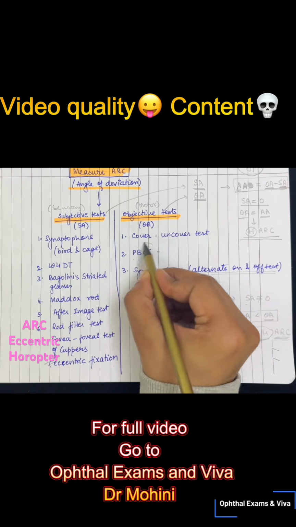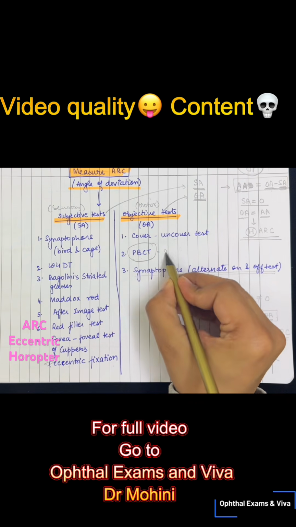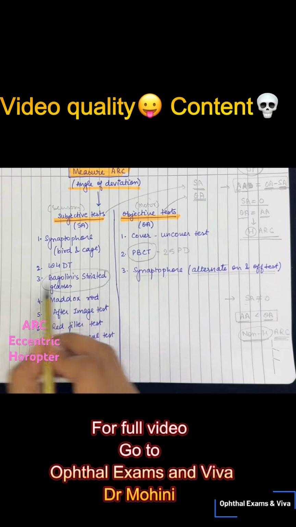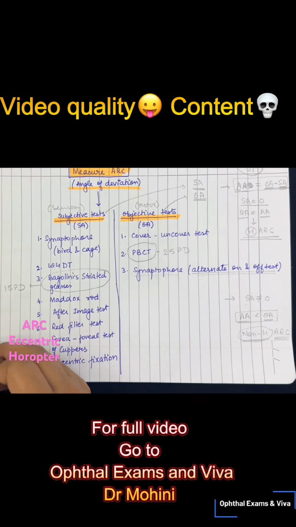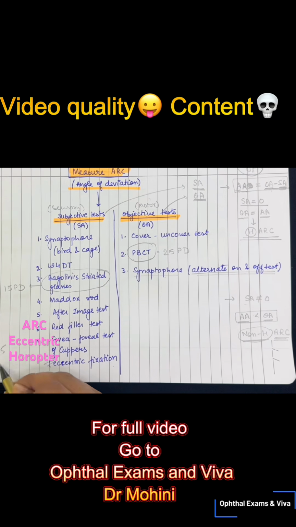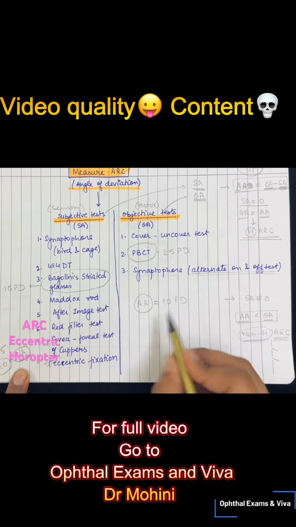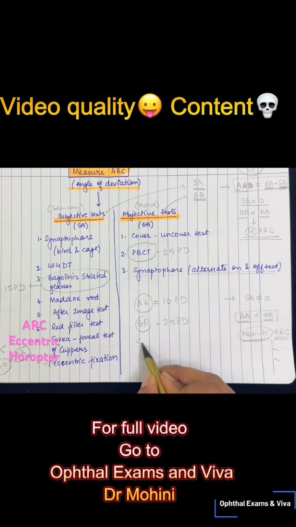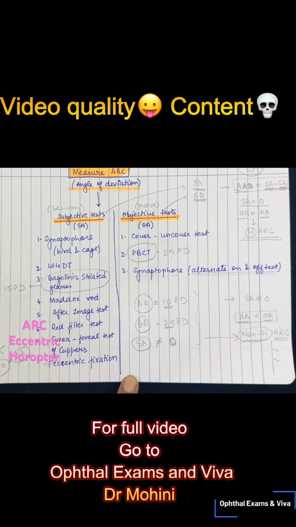Now for example, suppose I did an objective test, PBCT, and suppose my angle has come to 25 prism diopters, and suppose in the sensory test my answer came to 15 prism diopters, when I measured the angle of deviation. So now what will be the angle of anomaly? It is objective angle minus subjective angle, so 25 minus 15, which is 10. This is the angle of anomaly, right? So the angle of anomaly is 10 prism diopters, and my objective angle was 25 prism diopters, and the subjective angle was not equal to 0, and this is more than this. So what is this? This is non-harmonious ARC, and this is how you calculate.